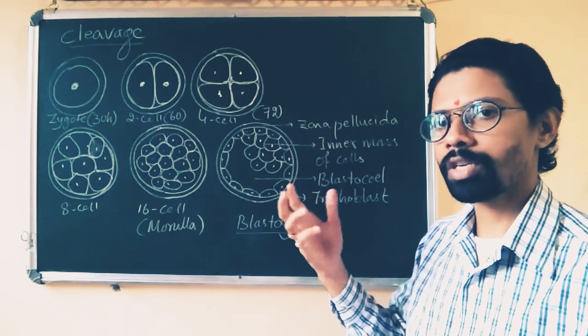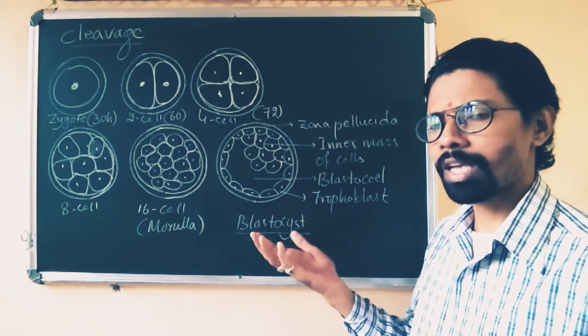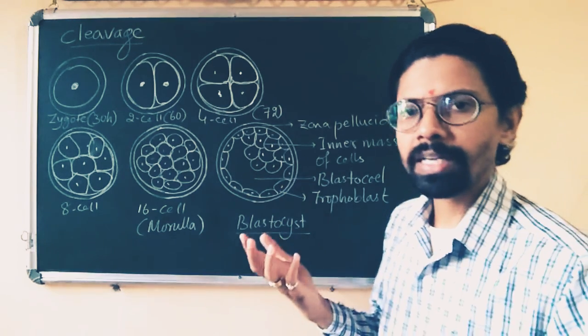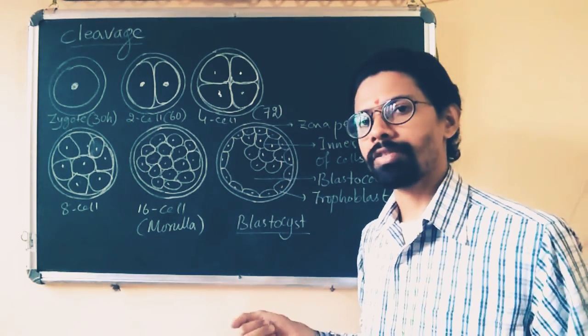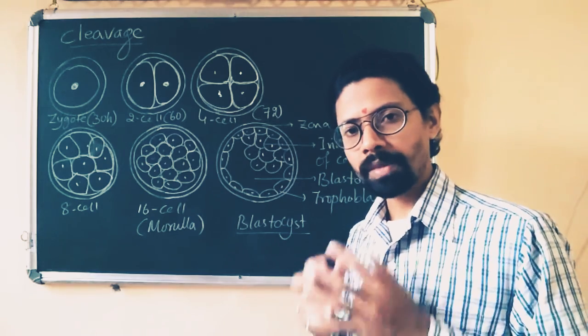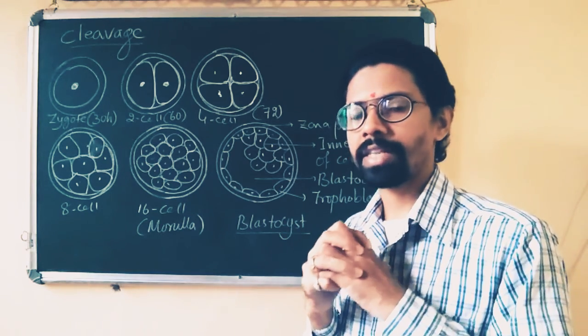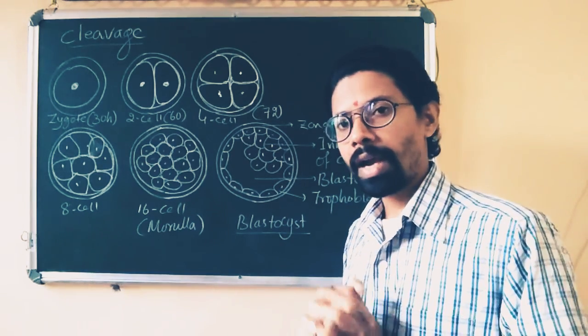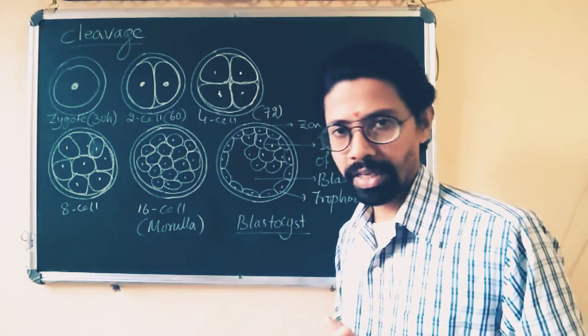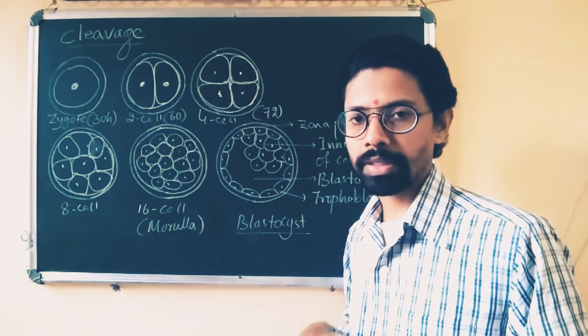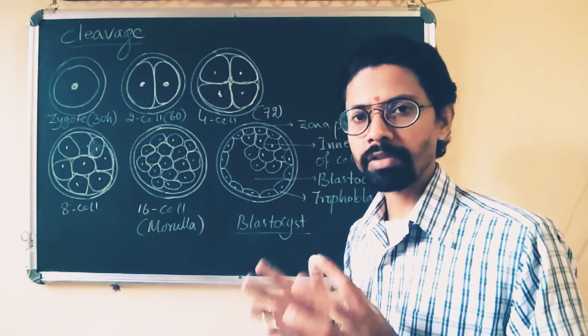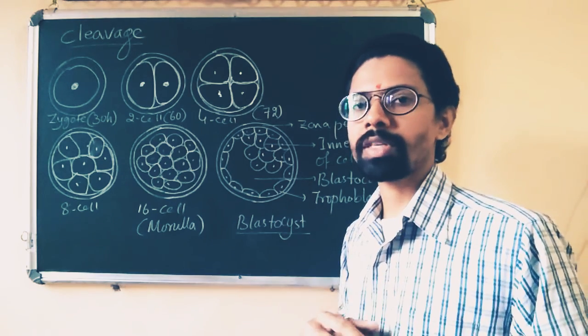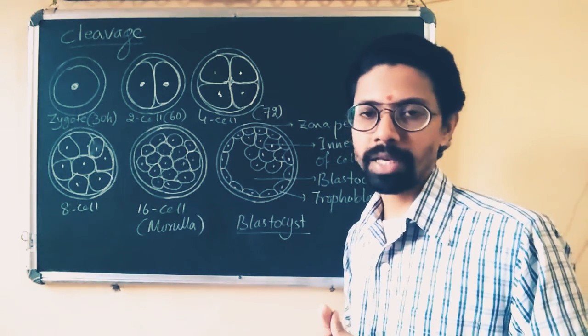Generally, when the blastocyst is formed, immediately at that stage there will be implantation. Implantation is a process where the embryo gets embedded inside the uterine tissue, and there will be formation of the chorion and extra-embryonic membranes for the nourishment and development of the fetus. In the next video, we'll discuss the details of implantation.